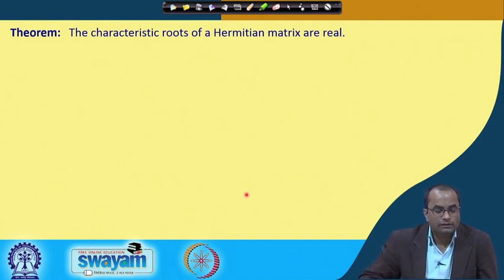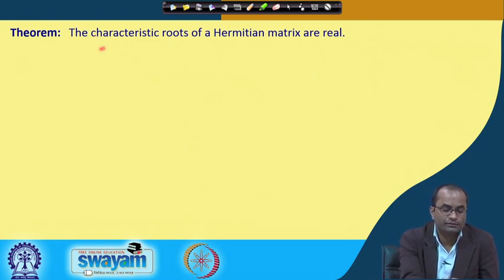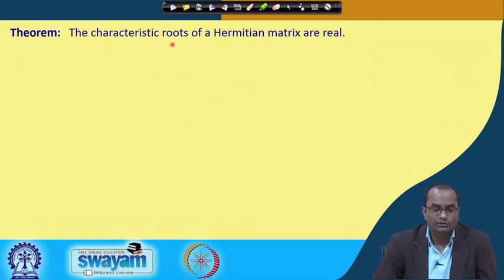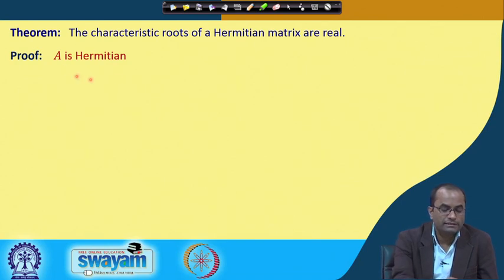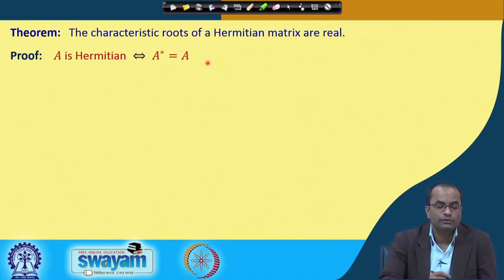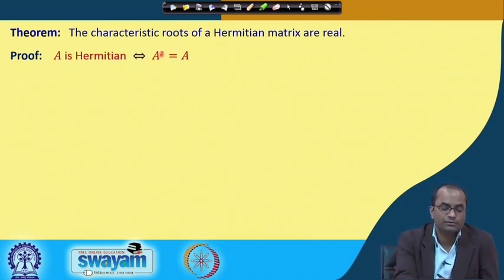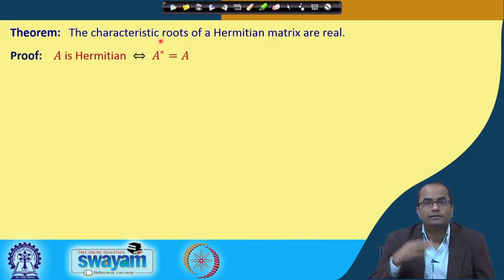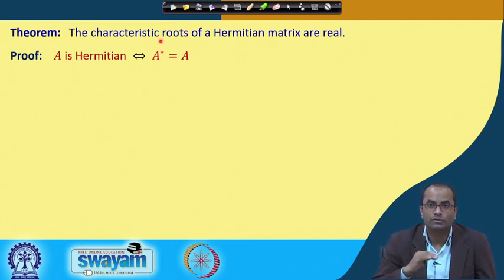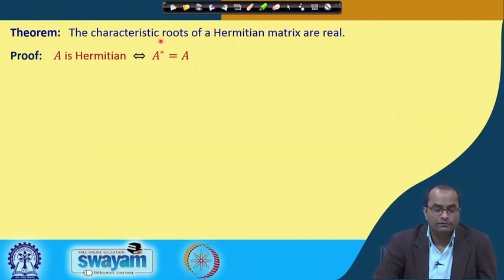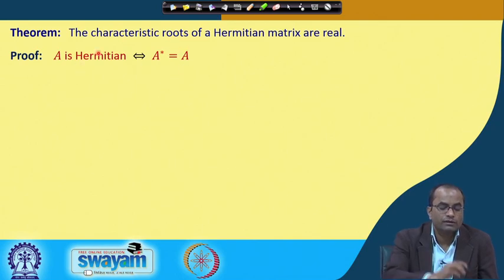Next theorem. The characteristic roots, I mean the eigenvalues, are sometimes also called characteristic roots. The eigenvalues of a Hermitian matrix are real. So, what is a Hermitian matrix? We know that A is Hermitian when A star is equal to A, meaning the conjugate transpose. The star means that we are taking the transpose and also the complex conjugate of the matrix A. If this complex conjugate of the transpose is equal to A, then we call A a Hermitian matrix. So, what is this result?